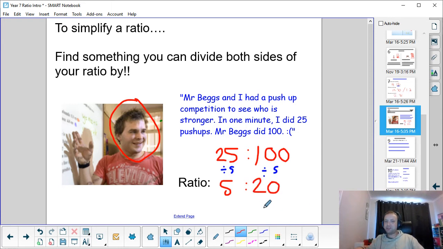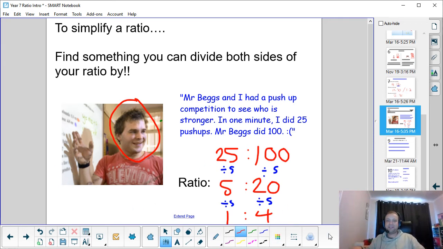This is a simpler ratio, it's a better ratio, but it's not the simplest ratio. You'd look at 5, you'd look at 20 and be like, oh, hang on, 5 still goes into both of those numbers. So we'll divide by 5 again and divide by 5 again, right? Doing the same thing to both numbers to keep the ratio intact and equal, right? So it makes 1 on this side and 4 on that side. What it says is for every 1 push-up that Scrawny Small Arms here did, I did 4 push-ups, right?